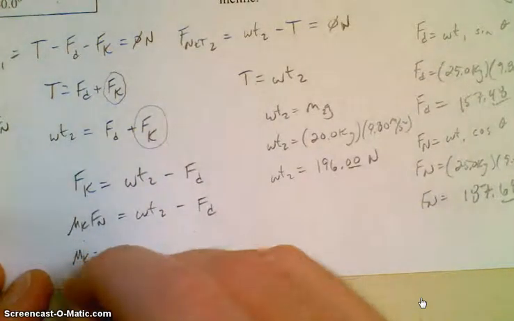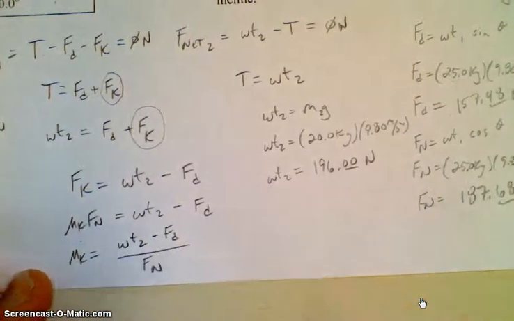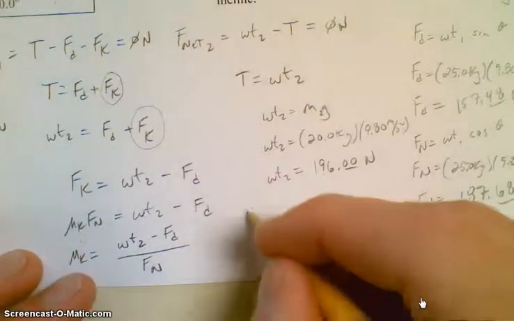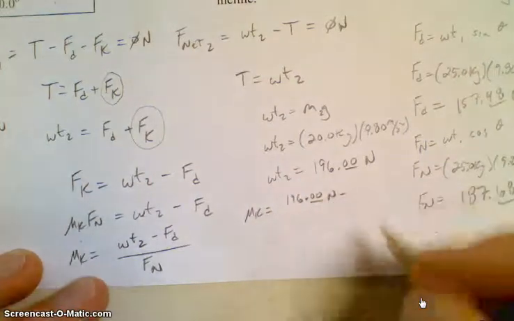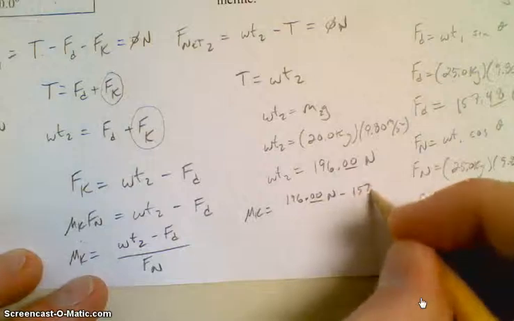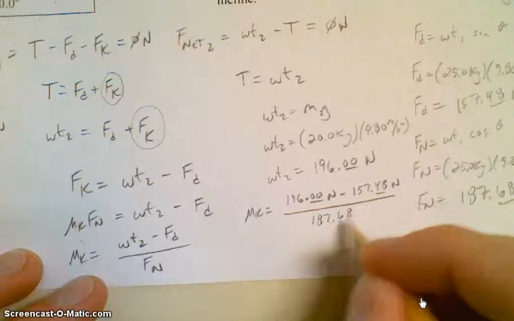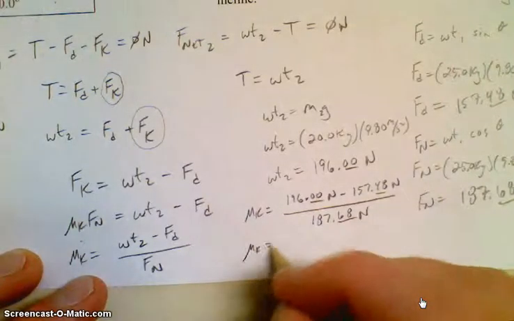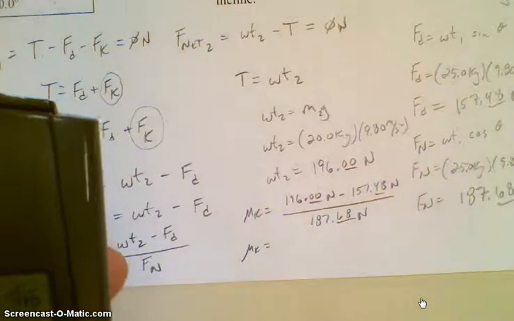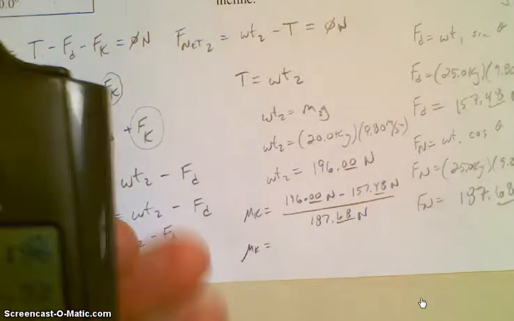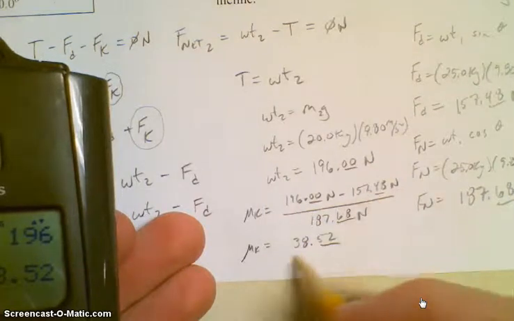So algebra-wise, mu k would then be weight 2 minus Fd all over Fn. And then I can solve for that. Mu k is equal to 196.00 newtons minus Fd, 157.48 newtons, divided by 187.68 newtons. Again, I have an addition subtraction rule right there. So I'm going to take 196 minus 157.48, 38.52. Good to the ones, answer's good to the ones.